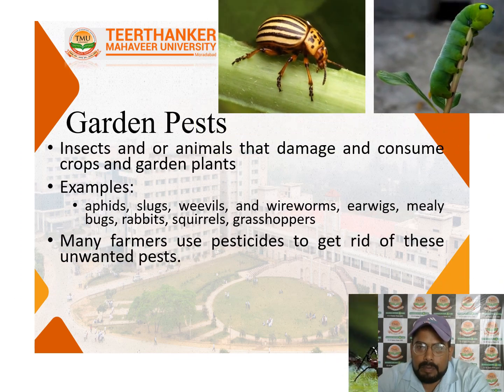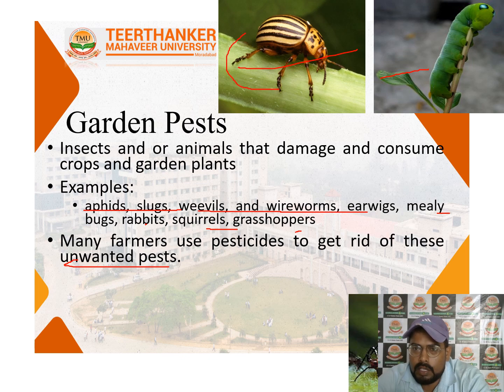Garden pests. Garden pests like weevils and insects and animals are damaging the plants. They consume the crop and garden plants. Examples are aphids, slugs, weevils and worms everywhere, and also rabbits, squirrels and grasshoppers. So many farmers use pesticides to get rid of those unwanted plants and pests.